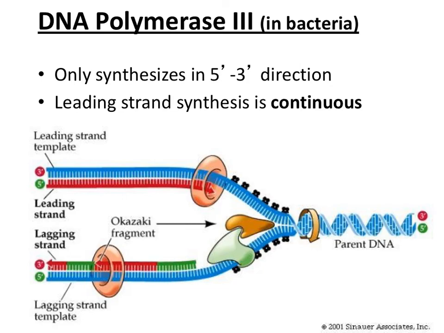Now in bacteria, there is a DNA polymerase called DNA polymerase III, which again is the enzyme that's going to create the new strand. Remember, synthesis only occurs in the 5' to 3' direction, and for the leading strand it is going to be continuous. This is the enzyme that's going to require a starting point or a starting molecule.